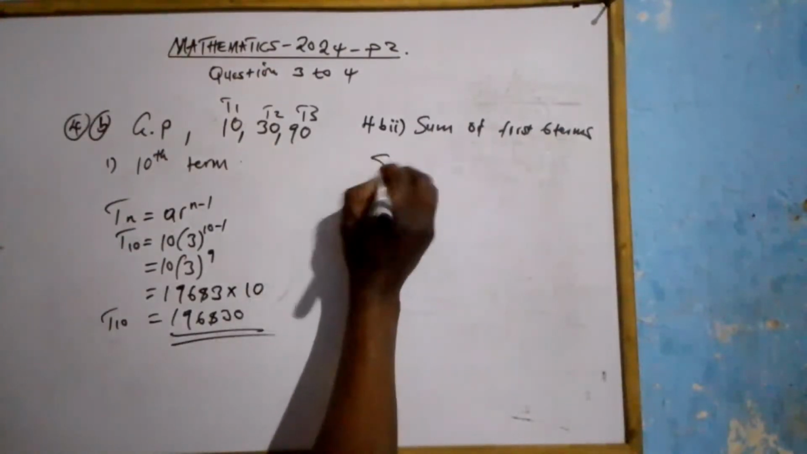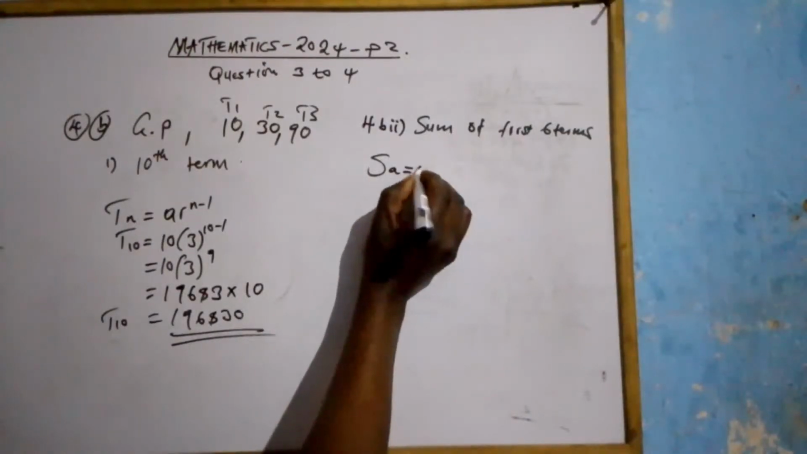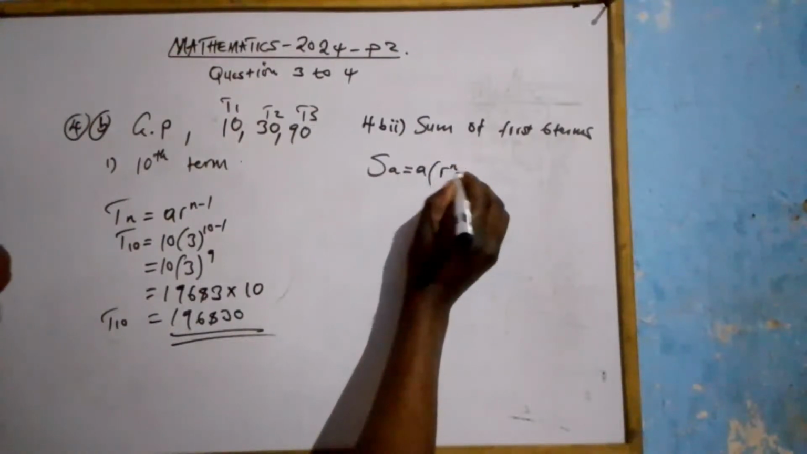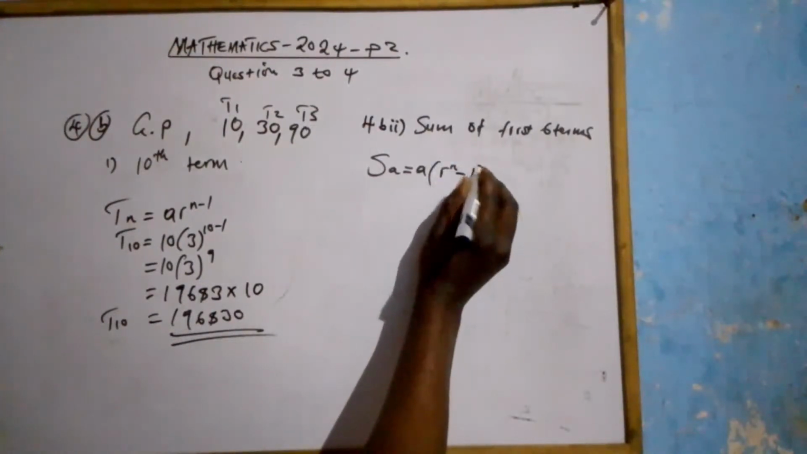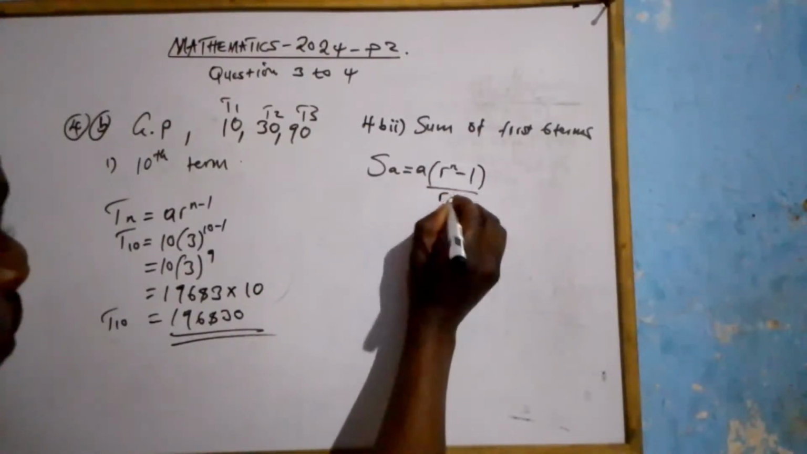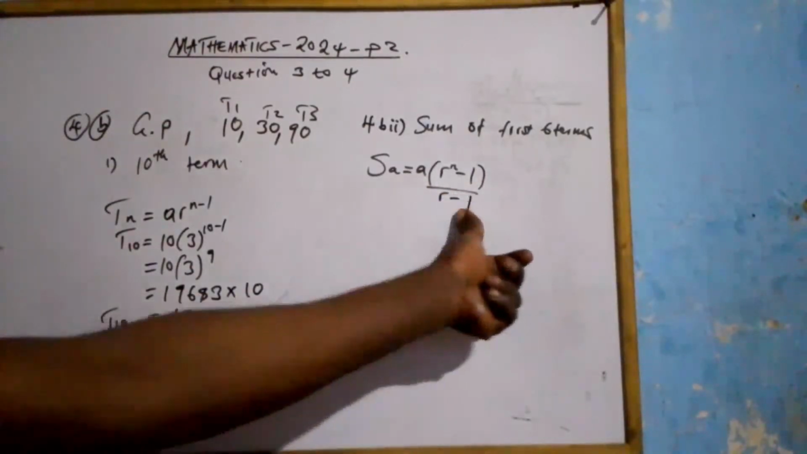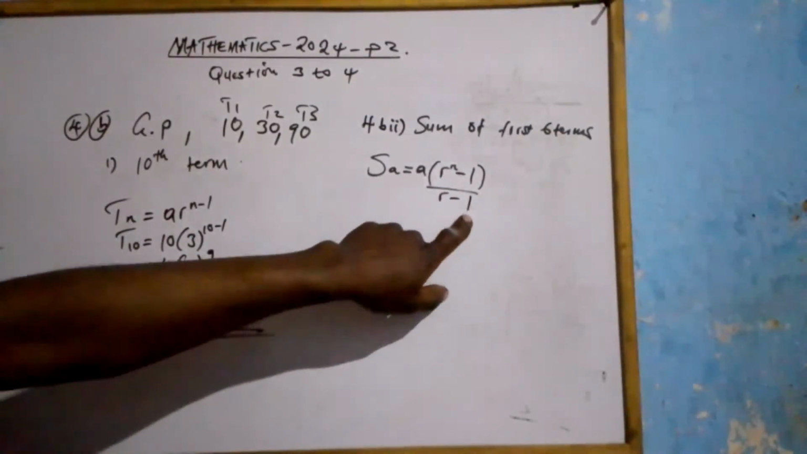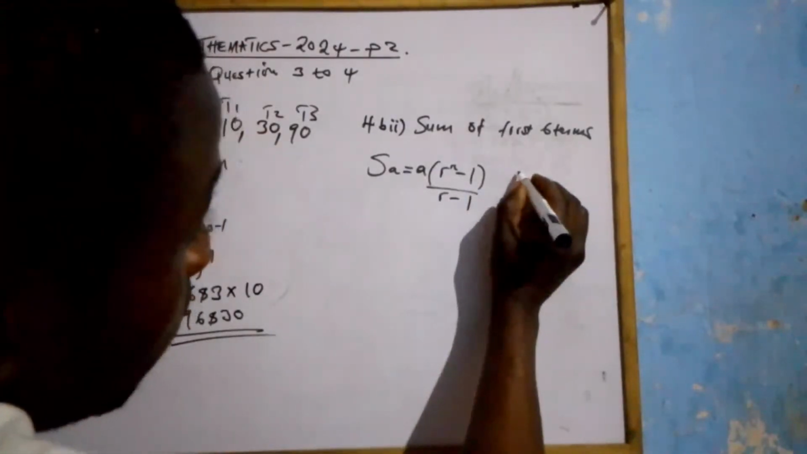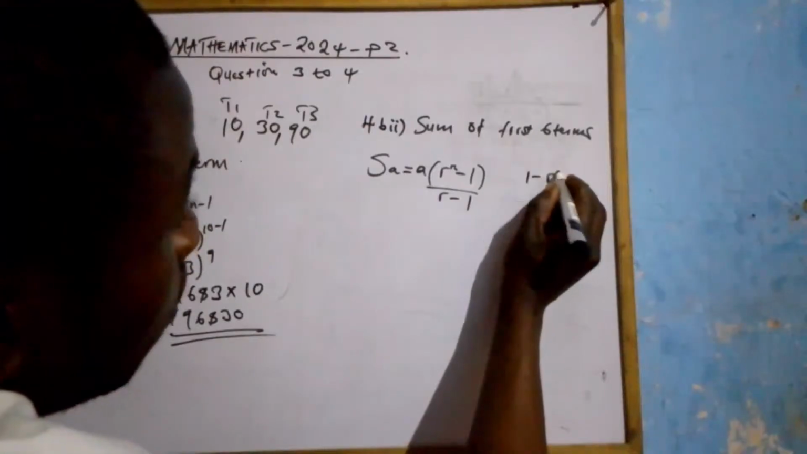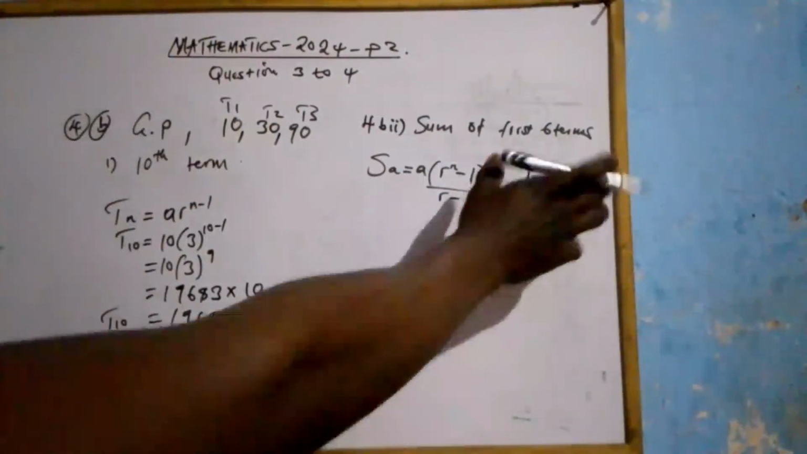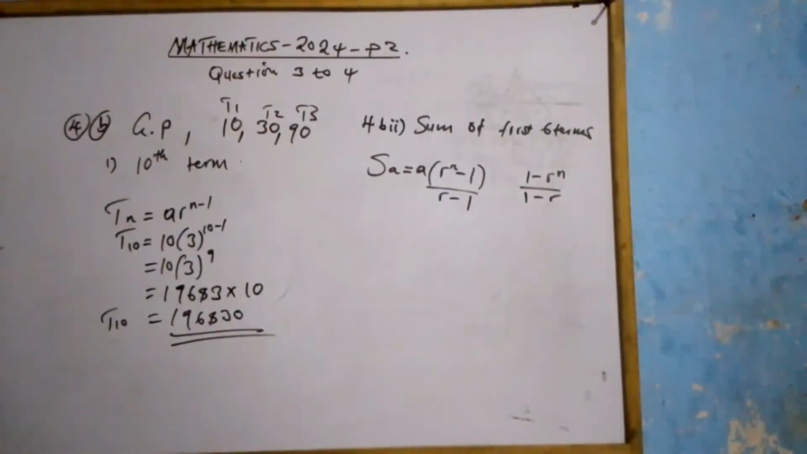We all know that the formula is S equals first term, open bracket, r to the power n minus 1, close bracket, over r minus 1. But if this common ratio is less than 1, we should use this other formula, which is a times 1 minus r to the power n over 1 minus r. And these formulas are found on the same paper at the first page.